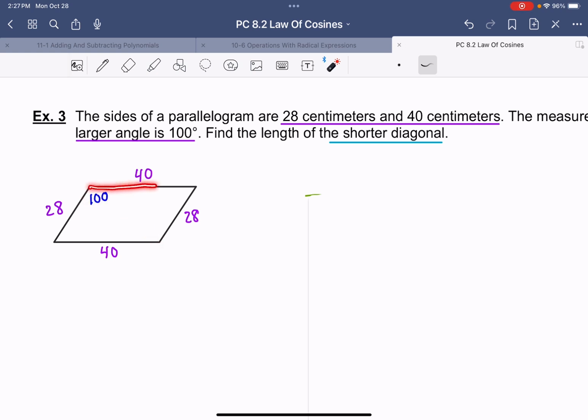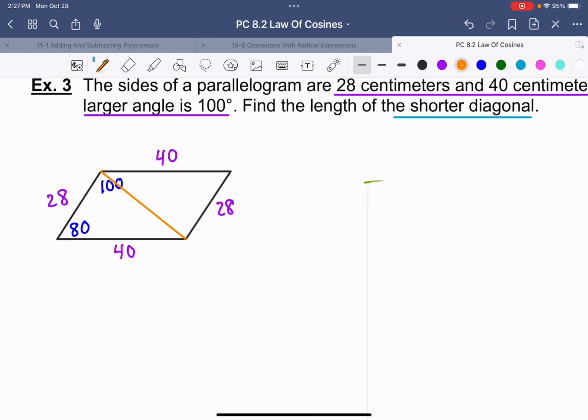Instead, we need to remember properties of parallelograms and parallel lines, that same side interior angles will be supplementary. So if I know this angle is 100, I know the one next to it will be 80. Now I can draw my shorter diagonal, and this is the length I'm trying to find. Okay, which comes down to looking at this triangle.